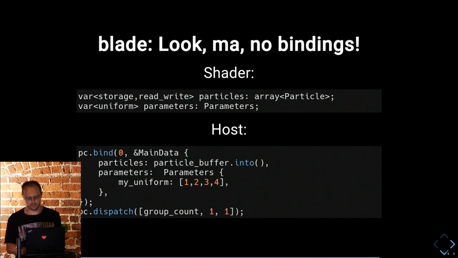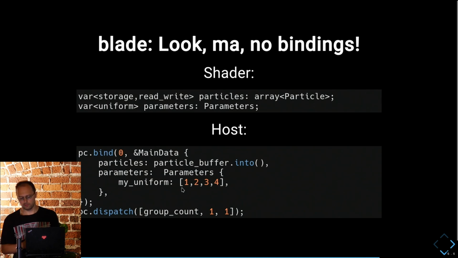So this is the example I mentioned. On the shader side, the important bit is that we provide no binding information. This is just a variable in the storage class. It doesn't have the bind group or the binding itself. And this is just data. Parameters is just a structure. And then on the host side, we just give it the parameter structure directly. There is no buffer management.